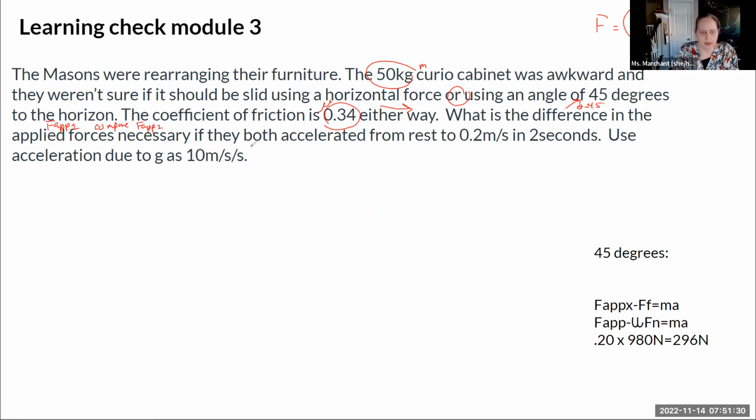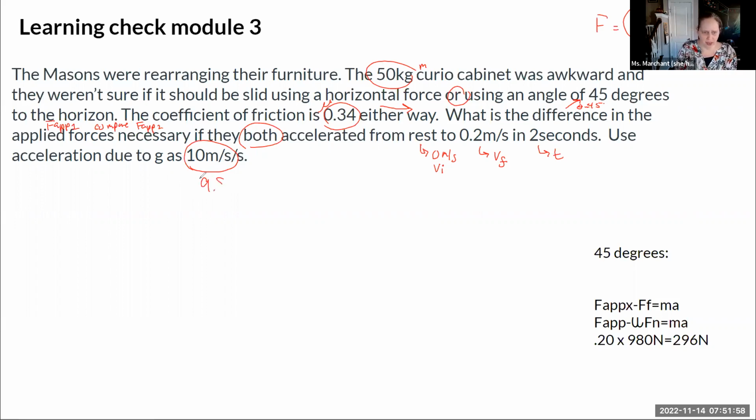They both accelerated from rest to 0.2 meters per second. Rest, what does that mean? 0 meters per second. 0.2 meters per second. That is the velocity. Which one? Velocity final. Went from rest, that's our velocity initial, 0.2 meters per second, that's velocity final, in 2 seconds, that's our time.